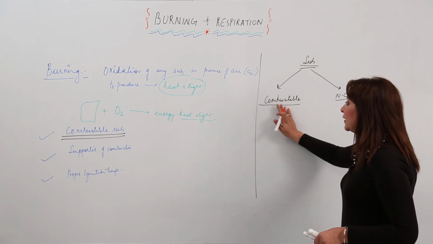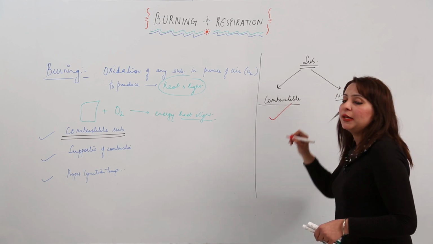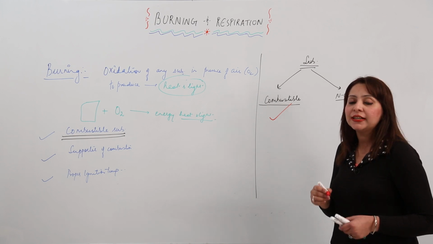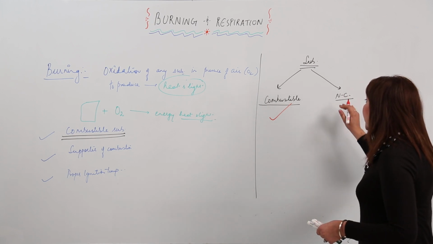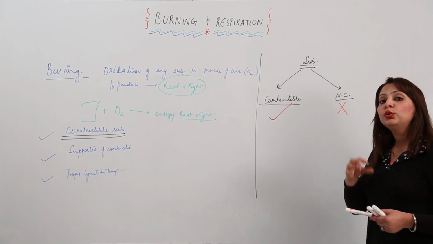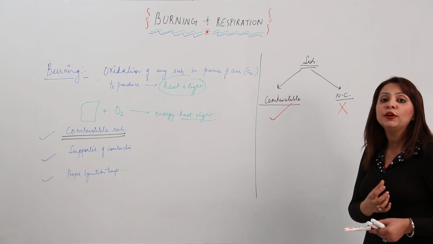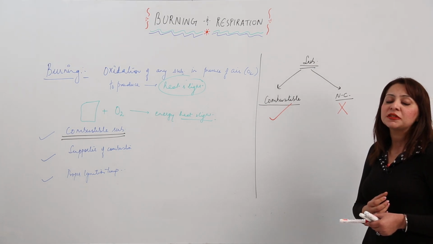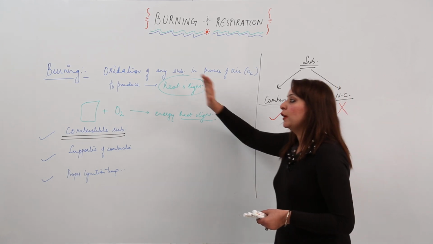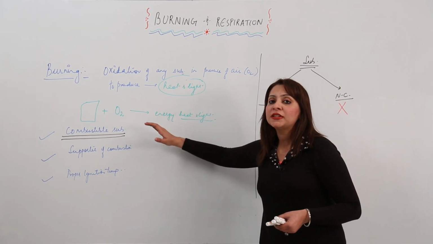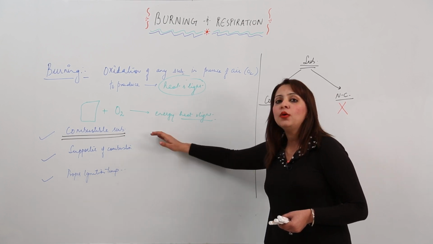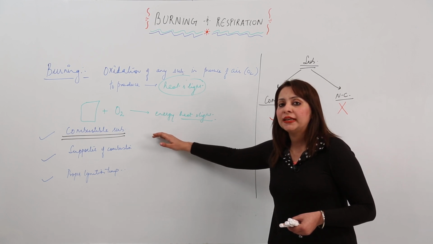So the combustible one is that whose oxidation can be done. We can combine it with oxygen, giving rise to the production of energy in the form of heat and light. And in case of non-combustible substance, they do not allow combustion. That means they do not allow the oxidation of the substance, so no heat and light is produced as such. So if we wish to carry out burning, we need to have a combustible substance. That means it should allow the oxidation to occur. It should allow it to react with oxygen to produce heat and light.